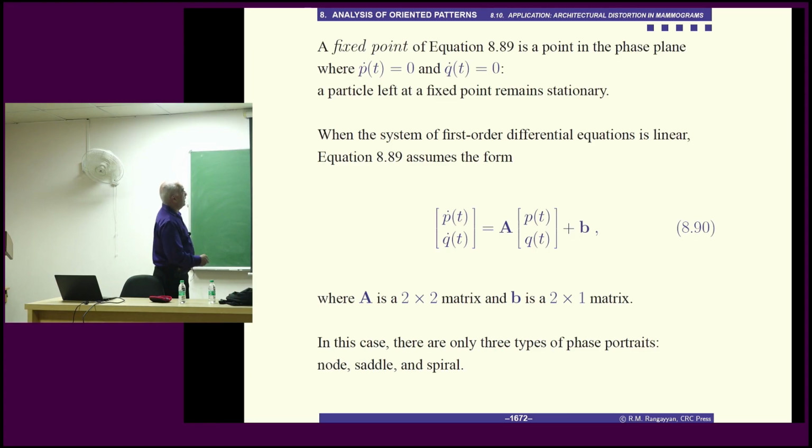A fixed point in the phase plane is where this velocity is 0. P dot and Q dot are 0. So in this equation, we have a first order differential equation. P dot, Q dot is A times P(t), Q(t) plus B. A is a 2 by 2 matrix, B is 2 by 1. So we have 4 plus 2, 6 parameters.